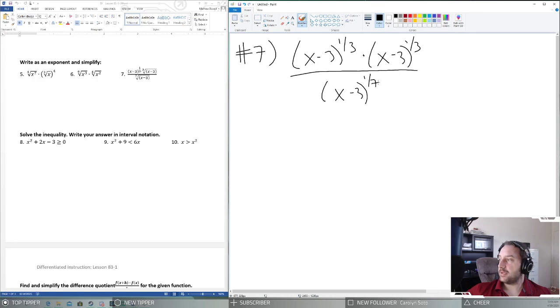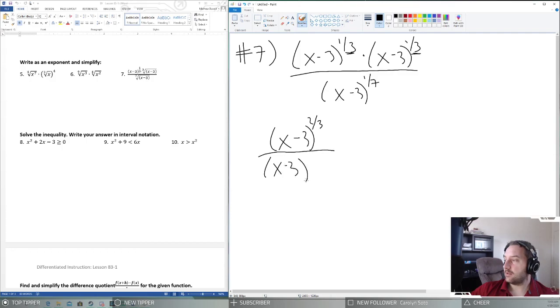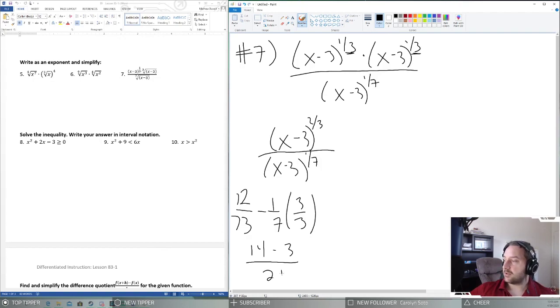So combining the top together, we're just going to add these. So you're going to get x minus 3 to the 2/3 over x minus 3 to the 1/7. Now, when it's on top and bottom, you have to subtract. So you're going to get 2/3 minus 1/7, common denominator. So you're going to get 14 minus 3 over 21. So that's going to give me x minus 3 to the 11 over 21.